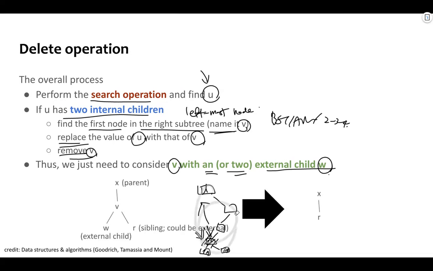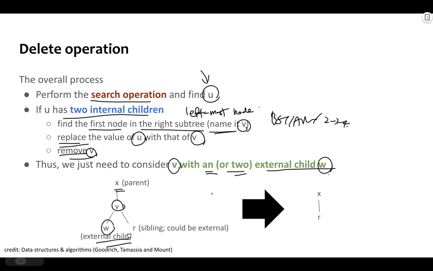And I'm going to show you a picture. Let's say we want to delete this V node. And V has a parent, X, and V has 1 external child and 1 sibling. And this could be also external. And what we do is we remove these 2 nodes and then connect X and R like this. That's all we need to do.